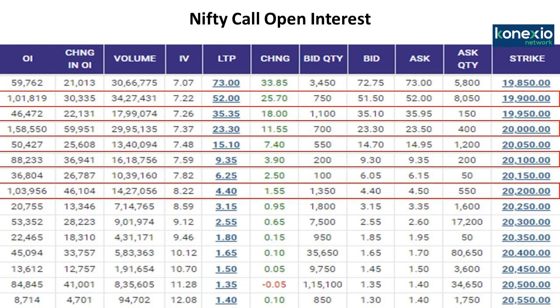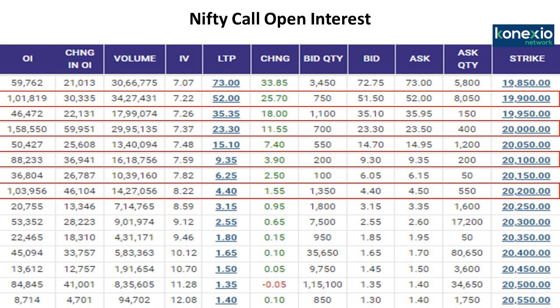Now, friends, let us discuss the derivative data of Nifty. First of all, let us see the Nifty call data. In the Nifty call data, we can clearly see the action was seen in 19,900 calls, 20,000 calls, 20,100 calls, and 20,200 calls. Here you can see there is a rise in the open interest, a rise in the volumes, implied volatility is low, and there is a positive change in the option premium, which is clearly indicating the trend is bullish, and smart traders have already bought the out of the money calls.